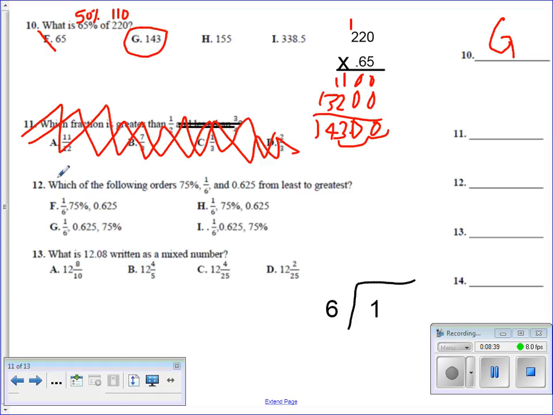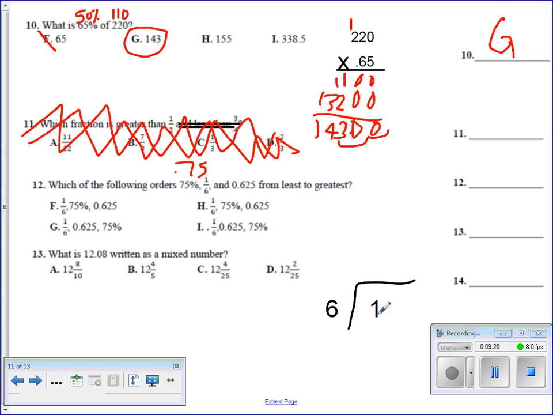Okay. Number 12, which of the following orders 75%, 1/6, and 0.625 from least to greatest? If you noticed, choice F and H are the same, and choice G and I are the same. That's because there was one extra number in here and I took it out. So I would have accepted either answer. Strategy-wise, what we need to do is change each to a decimal or each to a percent. I'm going to change each to a decimal. 75% as a decimal is 0.75.